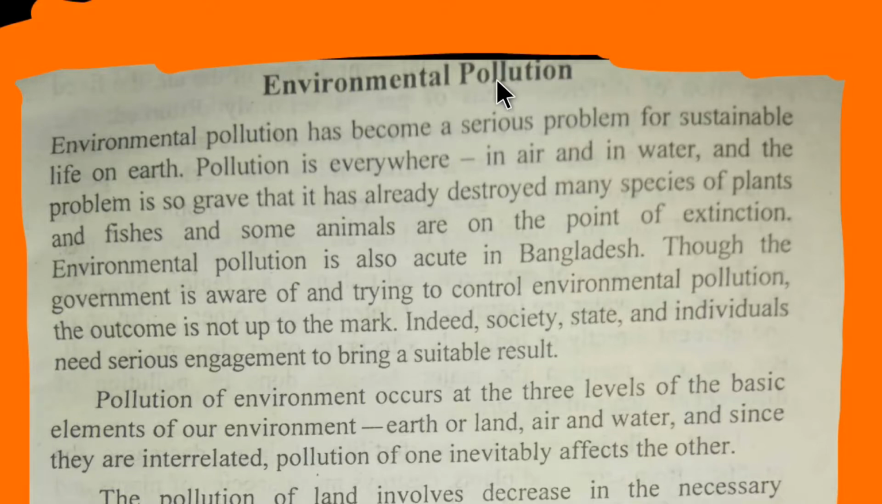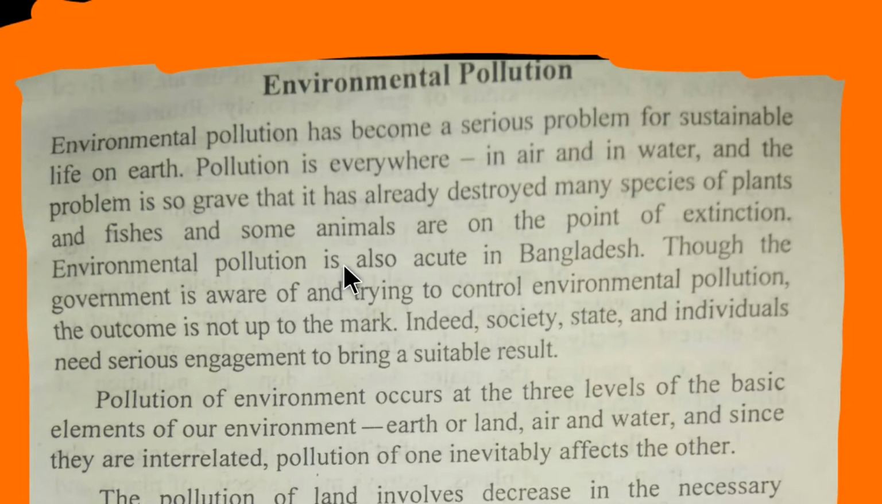It is the most important essay in English. So let's get started. Environmental pollution has become a serious problem for sustainable life on Earth. Pollution is everywhere, in air and in water. And the problem is so grave that it has already destroyed many species of plants, and some animals are on the point of extinction.